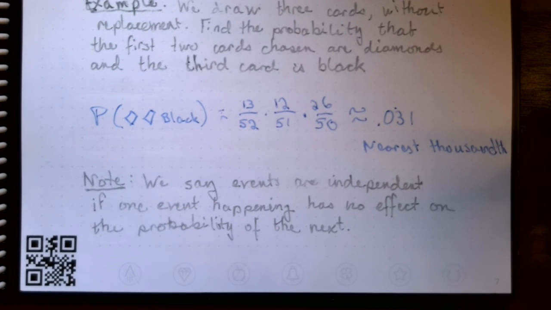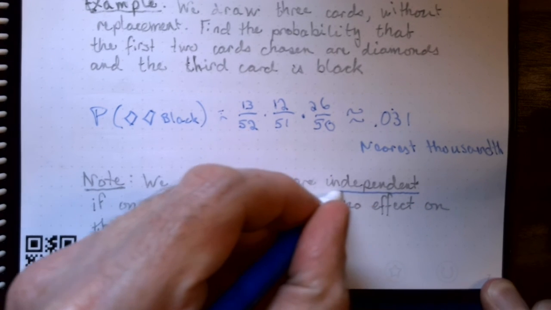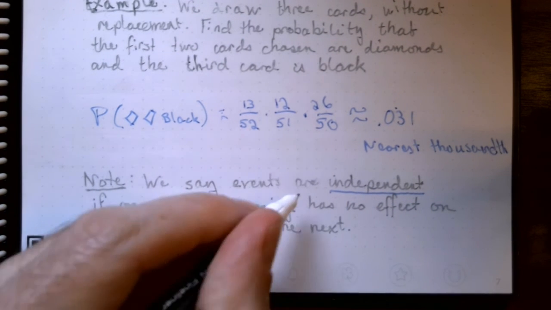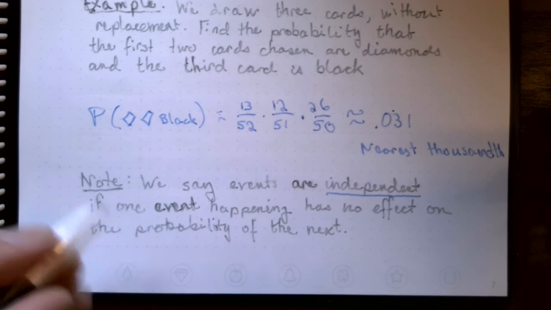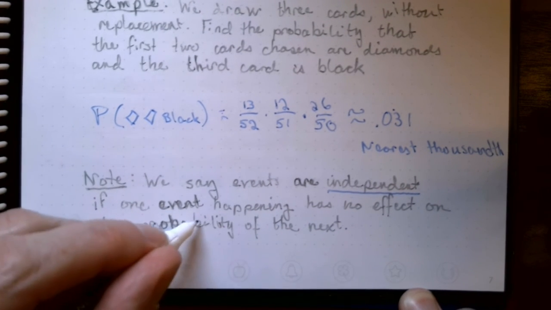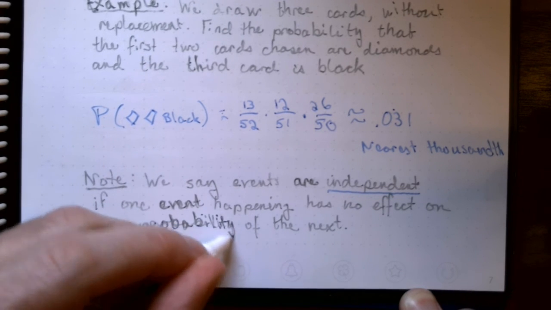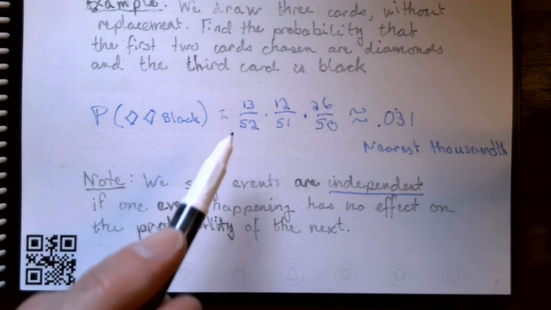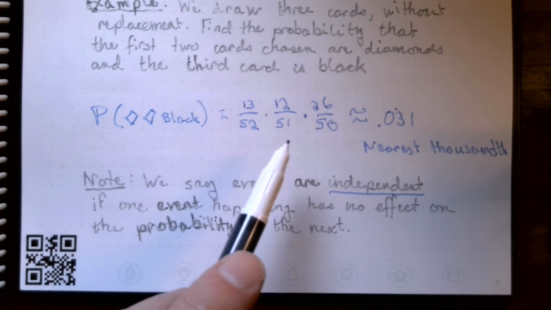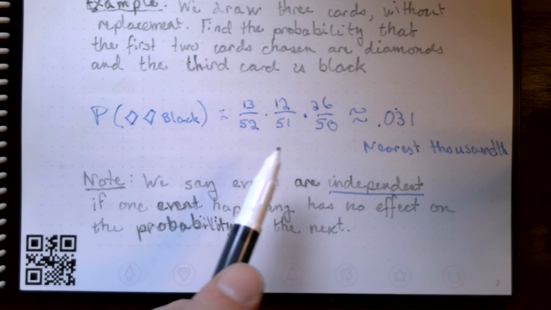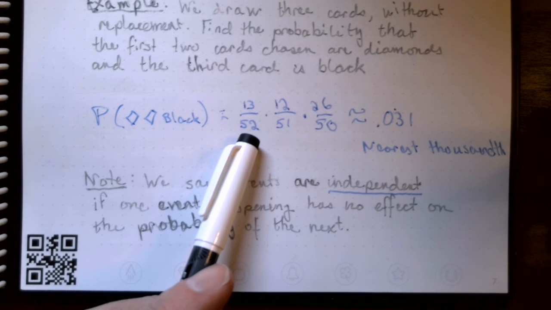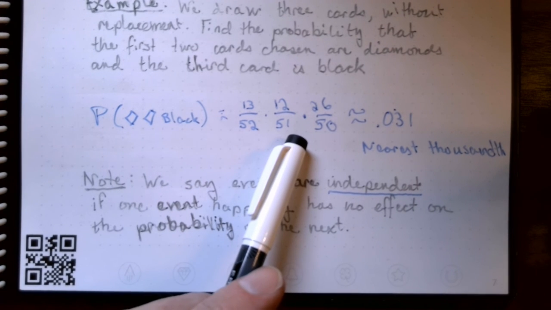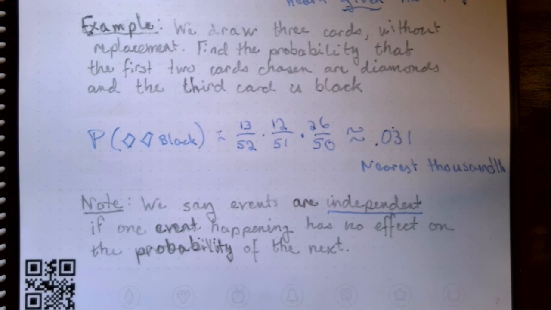And just one quick note here. We say events are independent if one event happening has no effect on the probability of the next event. So up here, these are not independent events. What happens on the first draw affects what is even possible on the second draw. If you do your first draw, no matter what you do, you've taken a card out of the deck, so you've only got 51 left. So these are not independent.